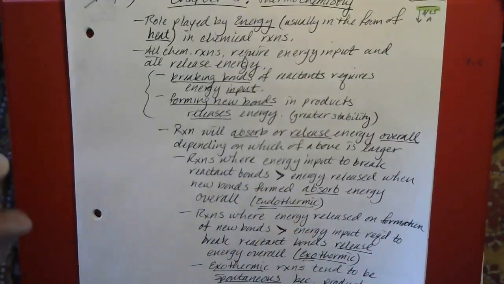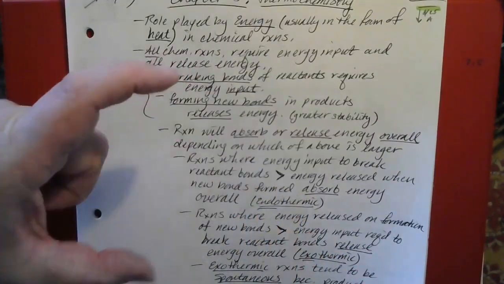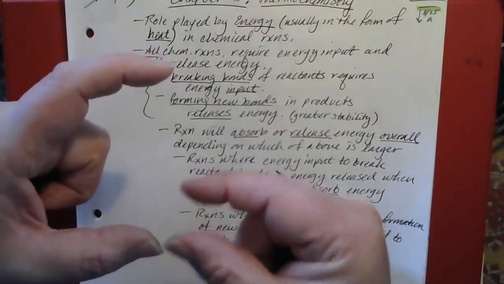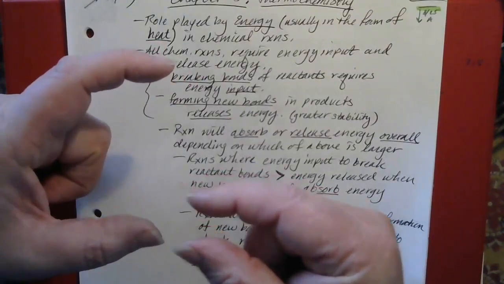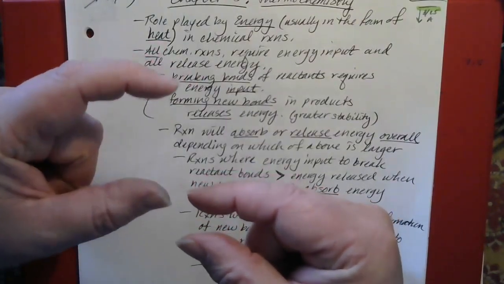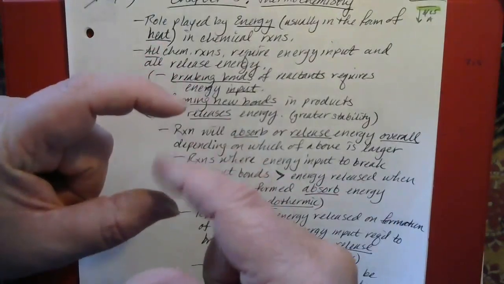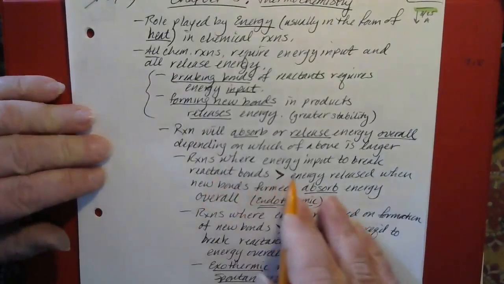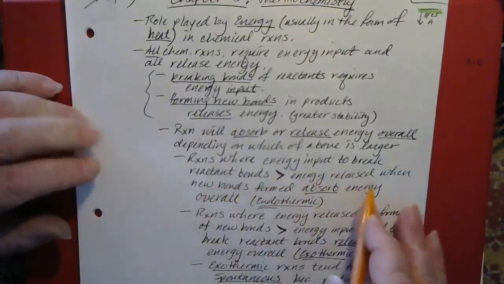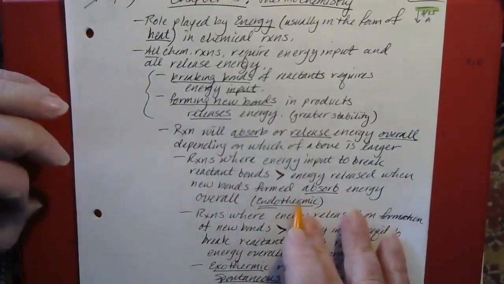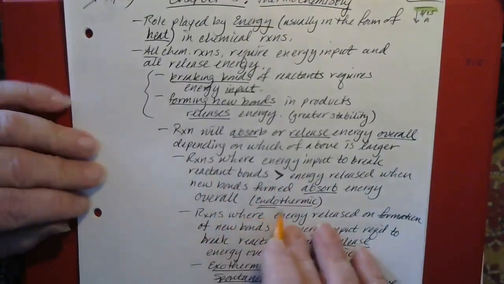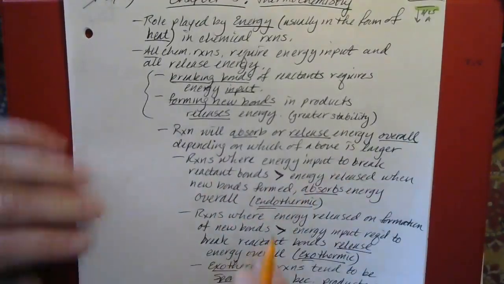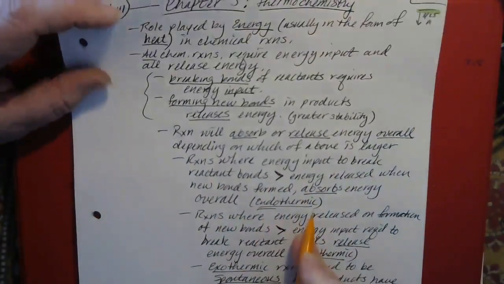So it's basically taken in a lot of energy in order to break the bonds of the reactants. And when the new bonds and the products are formed, you get out a little bit of energy. So the net amount of energy released is this much. But still, it's energy that's being released, not absorbed. So if the energy input to break the bonds is greater than the energy released when new bonds are formed, the reaction absorbs energy overall. Okay, let's say absorbs. And that's known as endothermic.